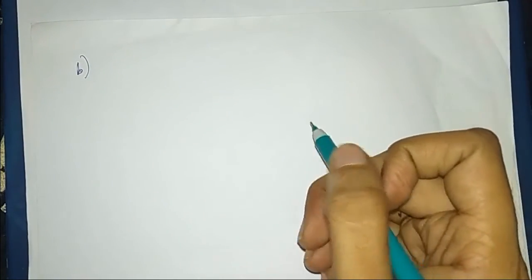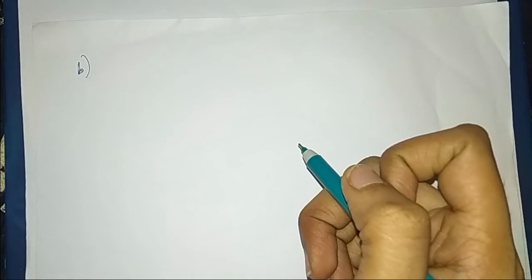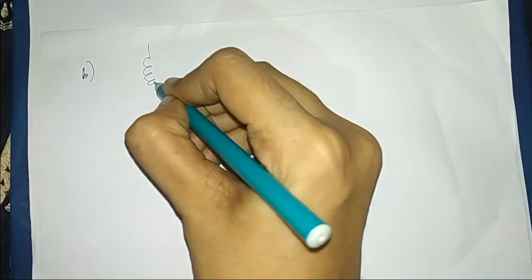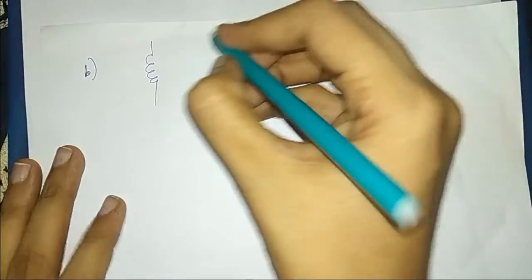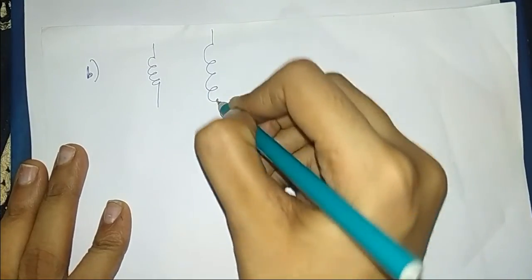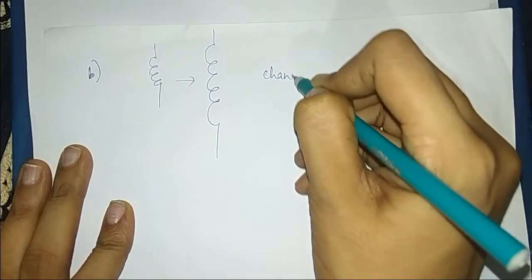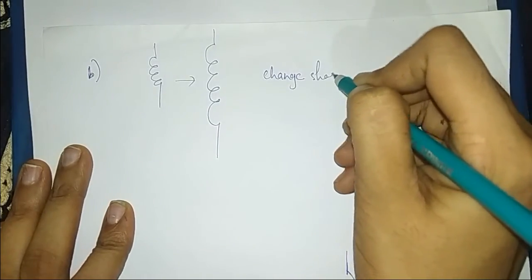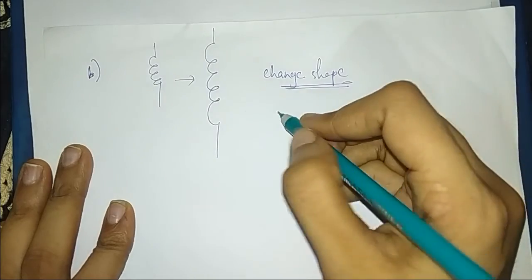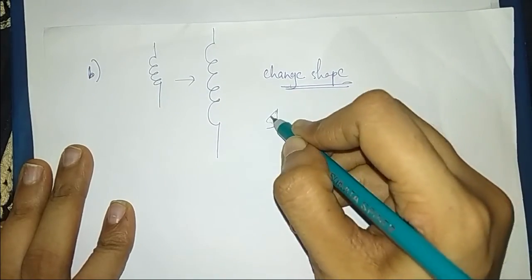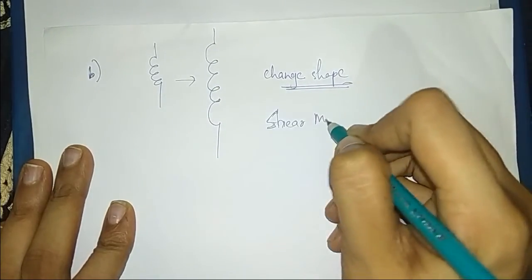Okay, so let's solve part B of the question. Part B says the stretching of a coil is determined by its shear modulus. What do you mean by stretching of a coil? If I am taking a coil like this and pulling it, applying a force like this, it will get stretched, and hence there will be a change in shape. As we remember, change in shape is related to the shear modulus, right?